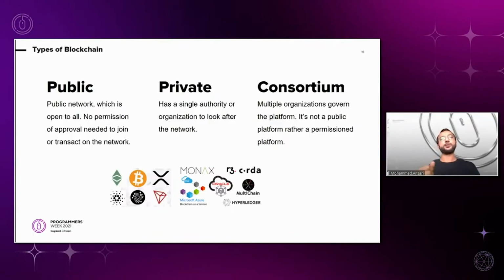Now, consortium is a little different. It is a middle path between public and private. It is a group of organizations or people that come together to form a blockchain network, just the way we discussed with Ligon on the previous slide, and all of them have rights to grant access to their related entities to join the network. Now, there are some pros and cons of each one of these types of blockchain.